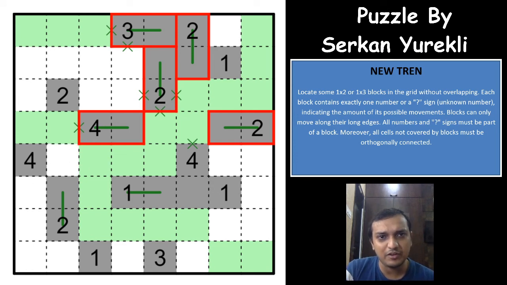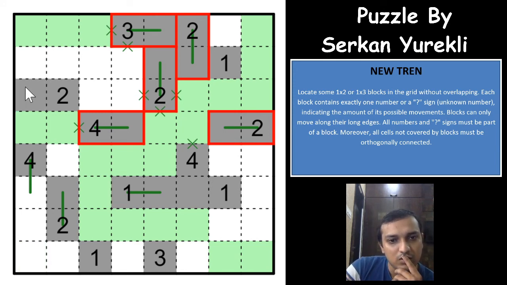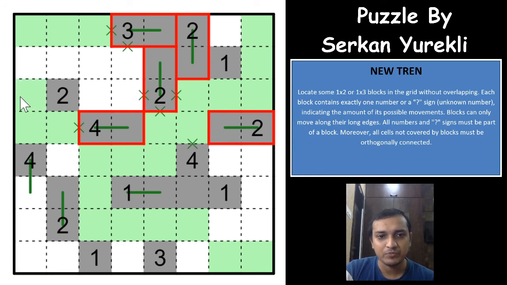And for this 4 now, the block cannot be towards the left, right, because you have only 3 possible movements here, which means the block would have to go towards the bottom. And in that case, at least this cell would have to be unshaded for the 4 to be fulfilled. If you have this as a shaded cell, you don't have 4 possible movements for this 4. So this would have to be an unshaded cell, right?